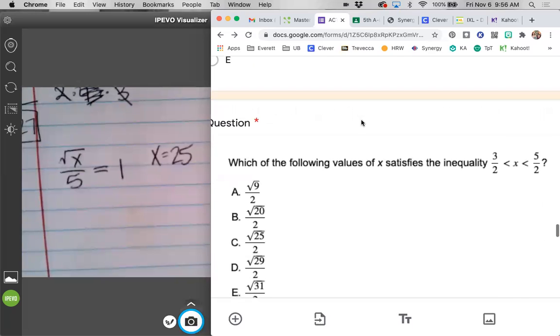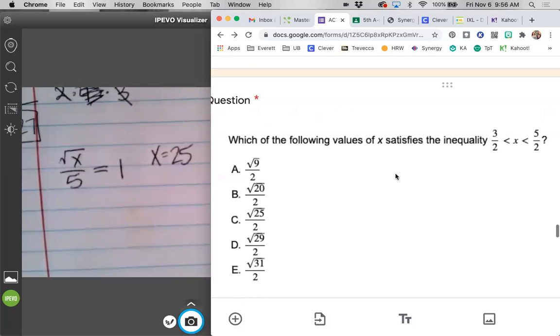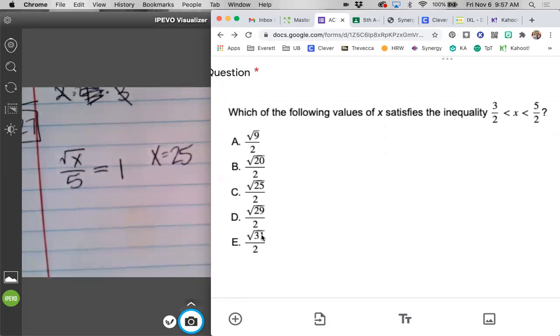All right. So this is a great question. Which of the following values of x satisfies the inequality 3 over 2 is less than x is less than 5 over 2? Well, x cannot equal 3 over 2 and it cannot equal 5 over 2. Please notice all of these are under a radical, even if they don't have to be. Also, please notice they increase from smallest to greatest because they're all under the same radical. You can tell that. So square root of 9 is smaller than square root of 20 is smaller than square root of 25.